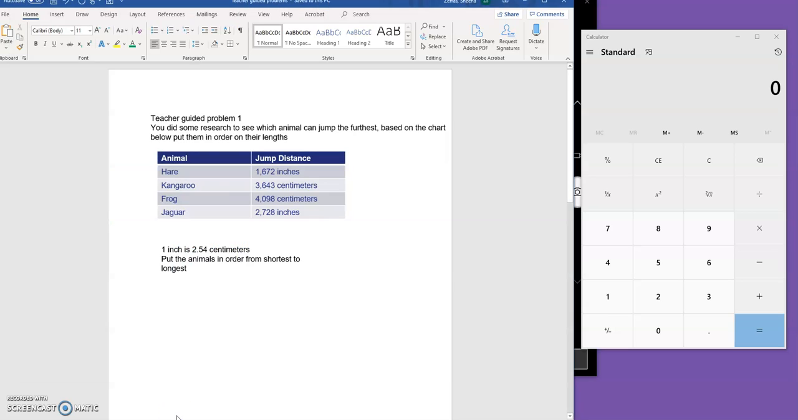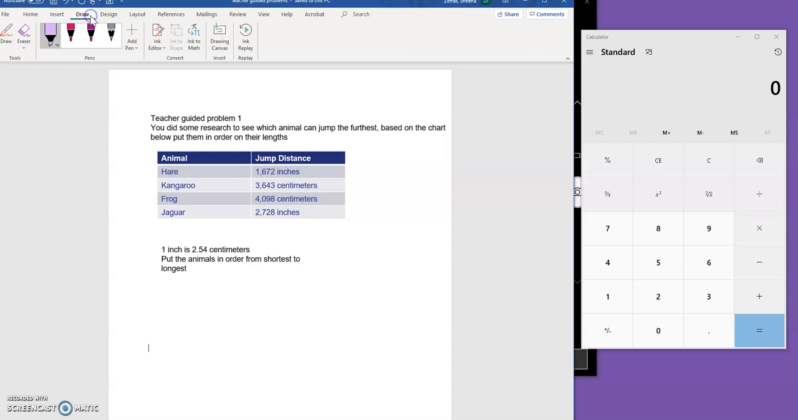Okay, in teacher guided problem number 1 from today, we are going to arrange these animals in the order that they can jump, from the shortest to the longest. Looking in the table, we should notice that we have different units of measurement, inches and centimeters. To compare these, we need to make them all the same units. So I'm going to use this unit rate given to me: 1 inch is 2.54 centimeters, to convert the hare and jaguar into centimeters.